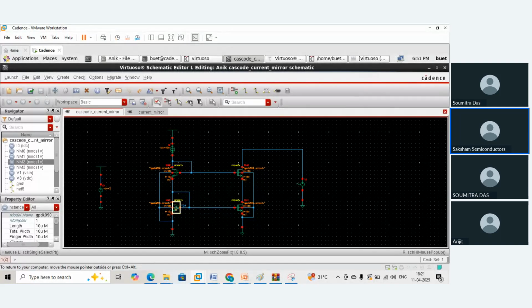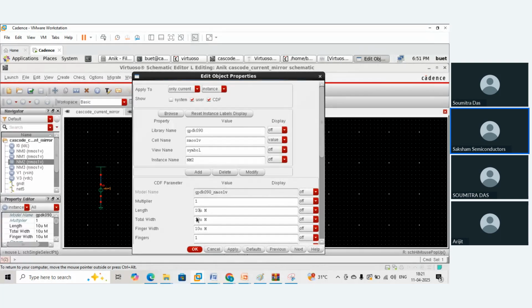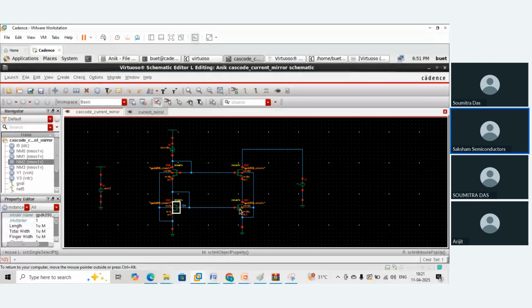So let me just change this to length 1 micro and width also 1 micro for all the MOSFETs. Or I can even keep 10 micro by 10 micro also. Anything is fine. Let's do that only.